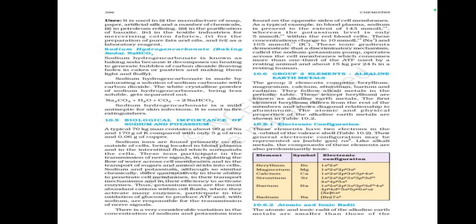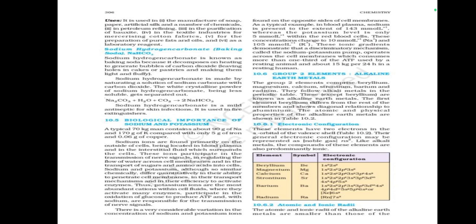Group 2 elements, alkaline earth metals. The group 2 elements comprise beryllium, magnesium, calcium, strontium, barium, and radium, and they follow alkali metals in the periodic table. These, except beryllium, are known as alkaline earth metals. The first element, beryllium, differs from the rest of the members and shows a diagonal relationship to aluminium. The atomic and physical properties of the alkaline earth metals are shown in table 10.2.